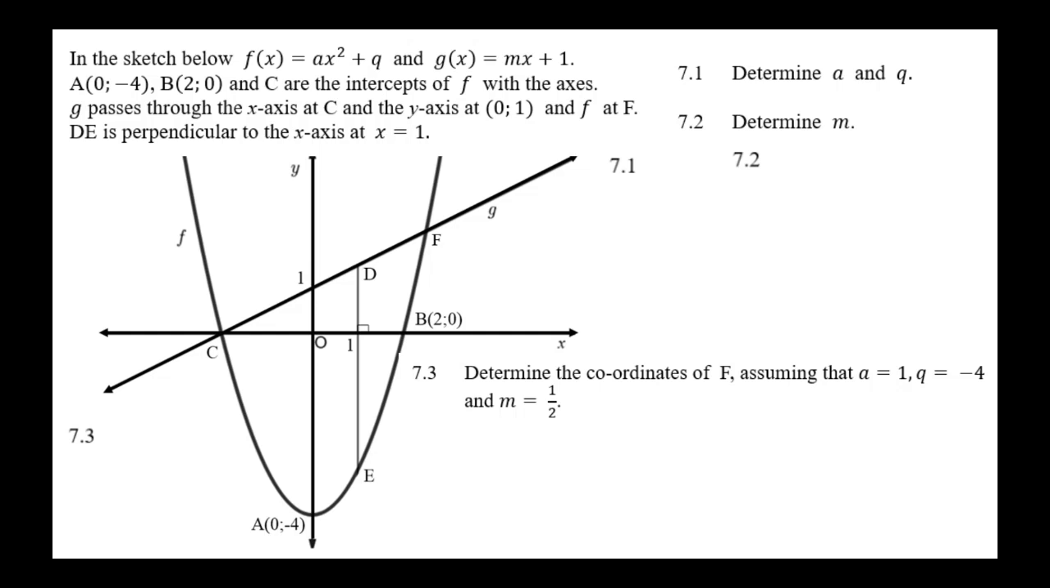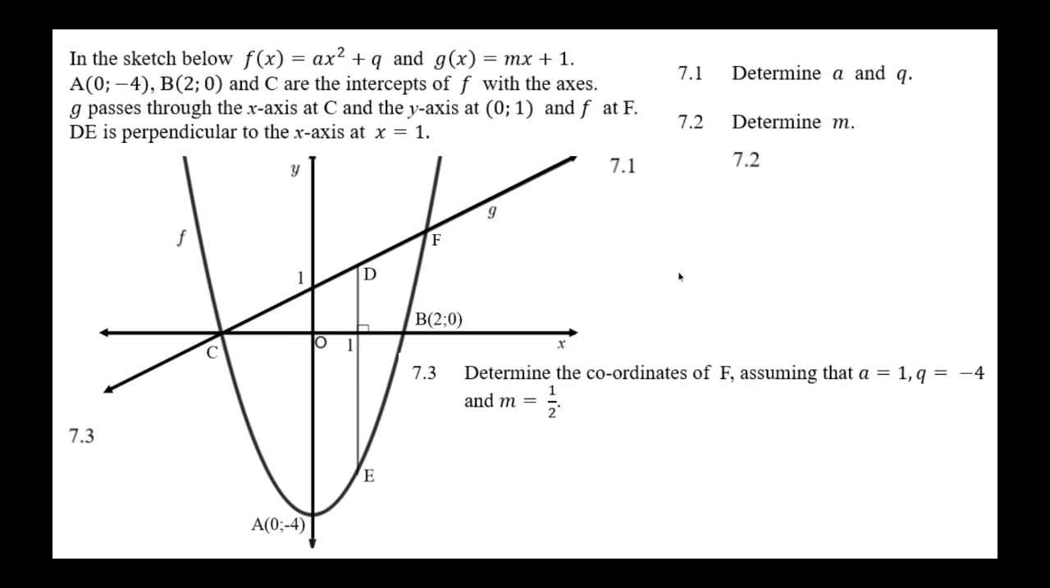Okay, let's try this parabola question here. And we're going to sketch this graph that they show us here. They tell us that there is an x-intercept of (2, 0), that it's a parabola, and that it goes through (0, -4) down here. This is the parabola. And y equals mx plus 1. We're given that that goes through 1 there, and that's the function g.